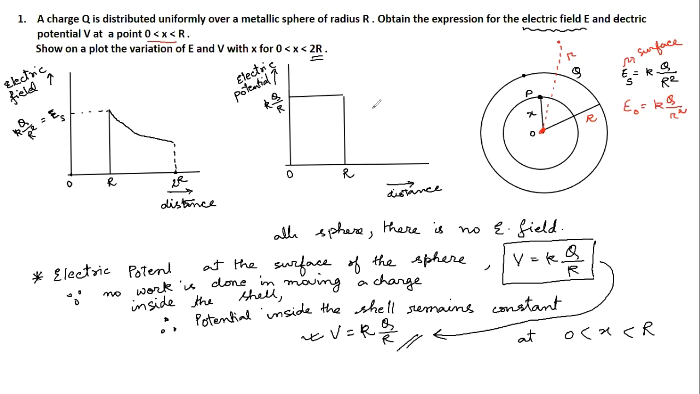This much amount of potential you will have. But once you move away from the metallic sphere, then what will happen? It is going to decrease gradually. Since in our question it is given that you have to move up to this point twice r, so you move up to point twice r. And this is my distance twice r. So this is the variation of electric potential with distance, from 0 to twice r.